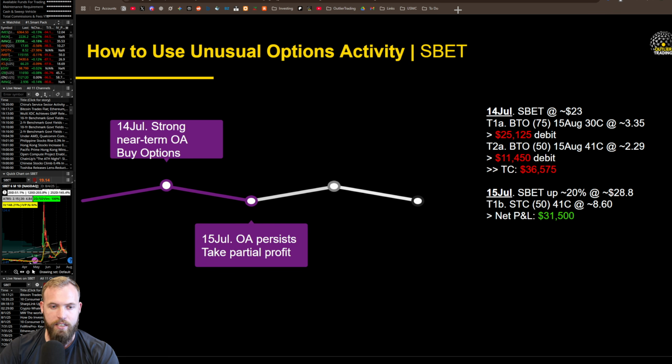So all I did here was SBET was up about 20%, around high 28s. And I took down the 41 calls. So those, I bought them for 229. I took them down for 860. So on that trade by itself, I essentially realized $31,500. This is the compounding effect. So the total dollar amount isn't anything crazy relative to the price. It's still a really good return, but the real power in these is the compounding effect.